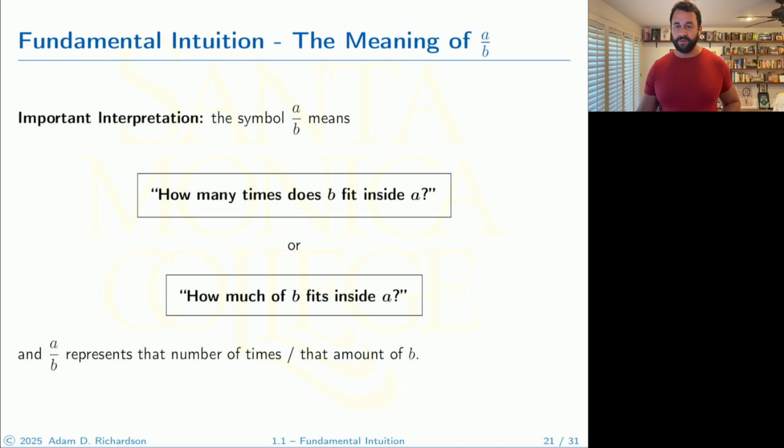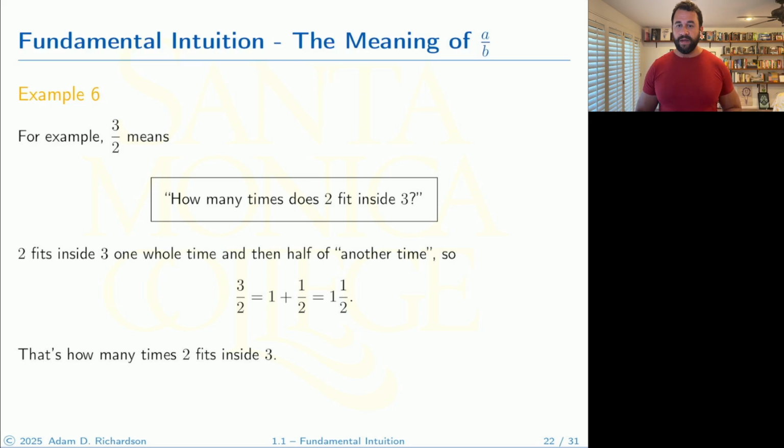Okay, so let's play around with this a little bit and try to make sense of it a little more. For example, think of the number 3 halves, or 3 over 2. 3 over 2 means how many times does 2 fit inside of 3? Well, try counting it. If I've got 3 and I try to cram 2 into it, 2 will fit in there one time, but then there's a little bit left over, right? So 2 will fit in there once, but then there's one left over.